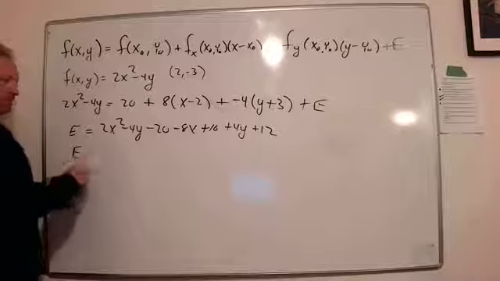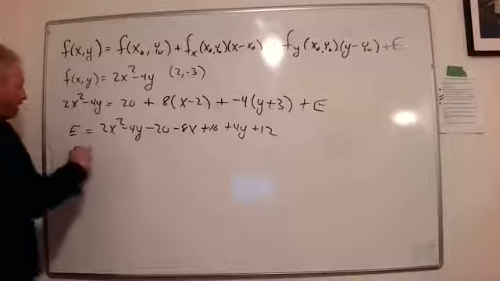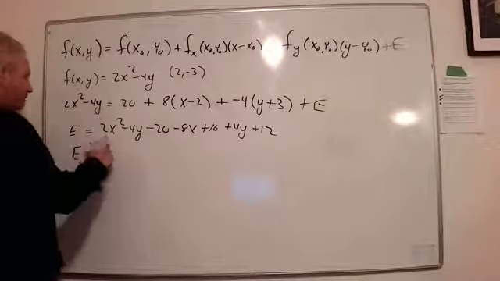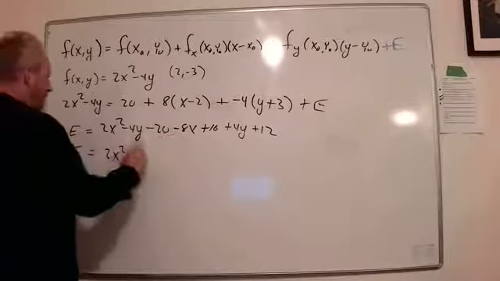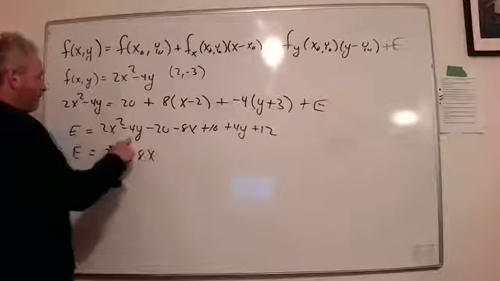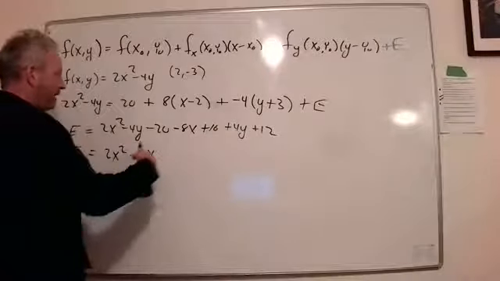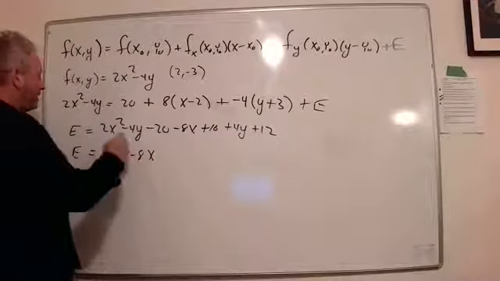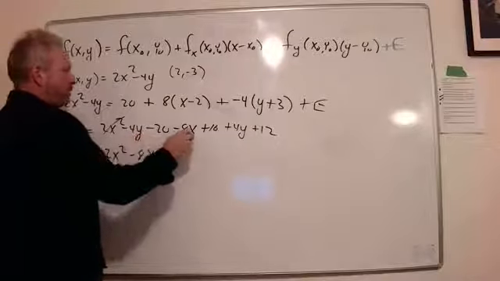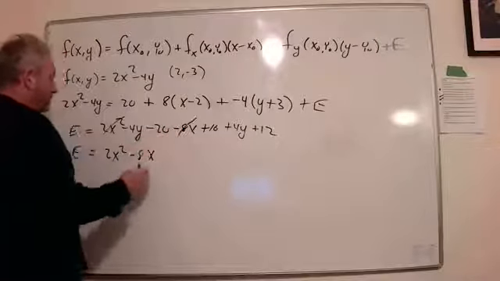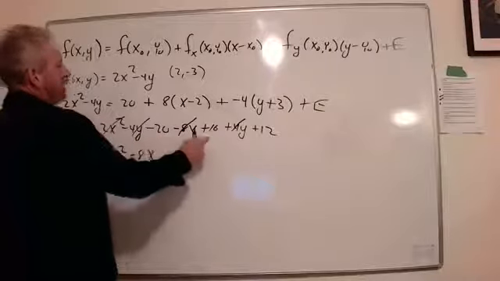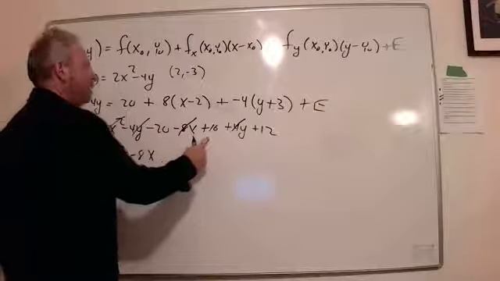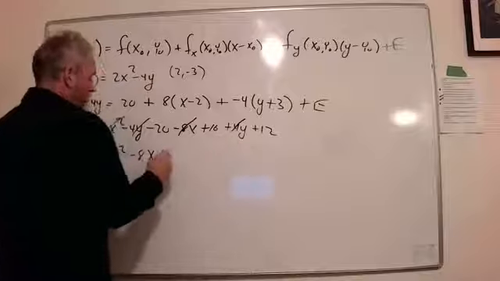So the error, as a function of x and y, is equal to, let's see, what do we have? X squared terms: 2x squared, and negative 8x. And what do we have? Negative 4y plus 4y. That's gone. That's kind of nice. So I took care of that. We took care of this, and this. Negative 20 plus 16 is negative 4, plus 12 is 8.